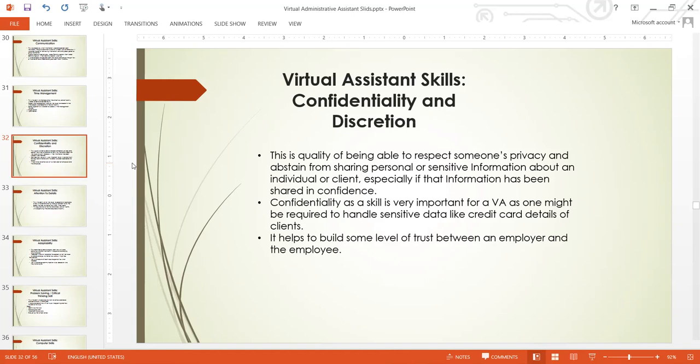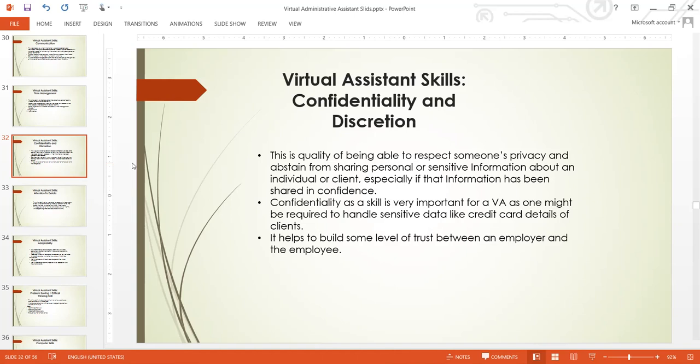Confidentiality as a skill is very important for a VA, as one might be required to handle sensitive data like credit card details of clients. It helps to build some level of trust between an employer and the employee. So for you to earn the trust and the respect, you must be able to respect privacy, keep secret.